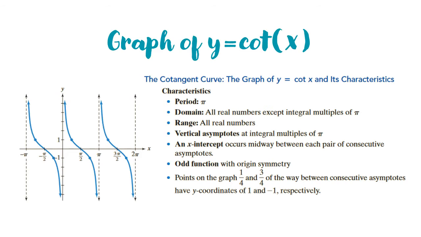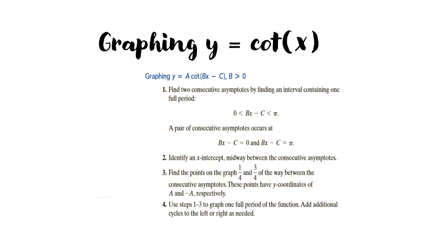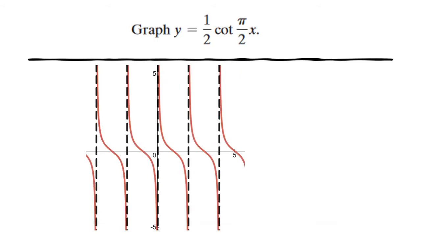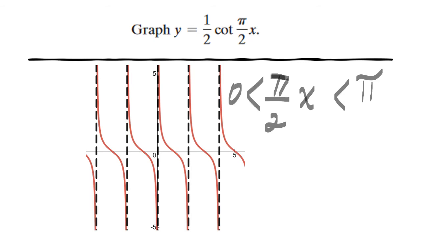So this is the graph of y equals cotangent x. Anytime I'm solving for the asymptotes, I have to plug the quantity bx minus c between 0 and pi and solve. So now we have an example, y equals one half cotangent of pi over 2 x. The first thing I need to do is solve for the asymptotes. So we need to set pi over 2 x between 0 and pi, and solve for x.